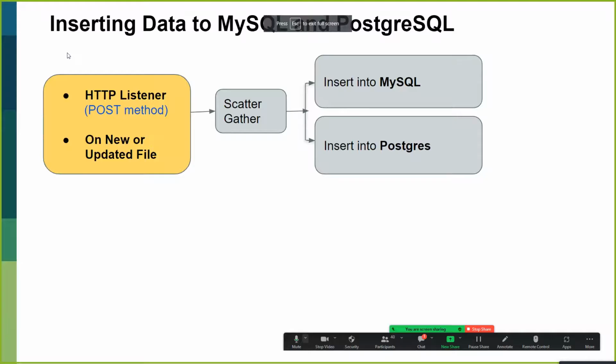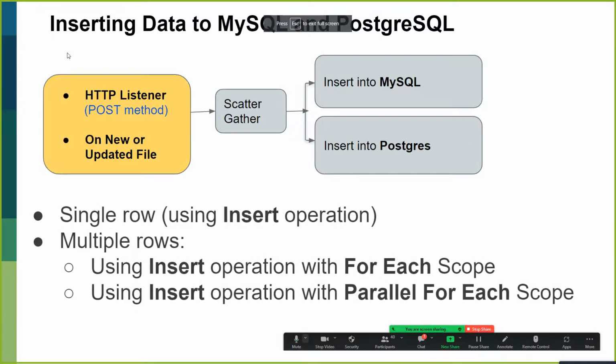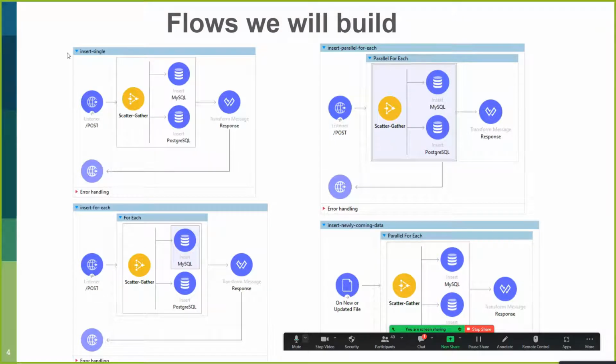Let me make this full screen. So we are going to build these flows. We have 4 flows. On the top left, we have insert a single object to both databases. On the bottom right, we have for each. When we have an array or multiple rows, for each row, insert the data to both databases.